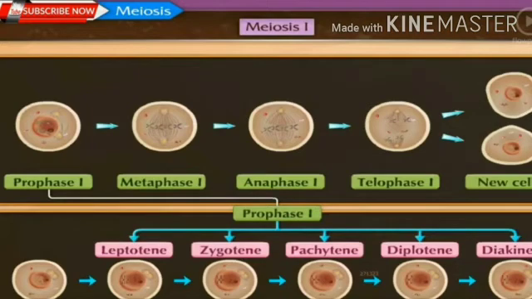Look at this picture. There are different stages of meiosis first, in which prophase first, metaphase first, anaphase first, telophase first. And we also see here that prophase first is completed through these 5 stages: leptotene, zygotene, pachytene, fourth diplotene and fifth diakinesis.